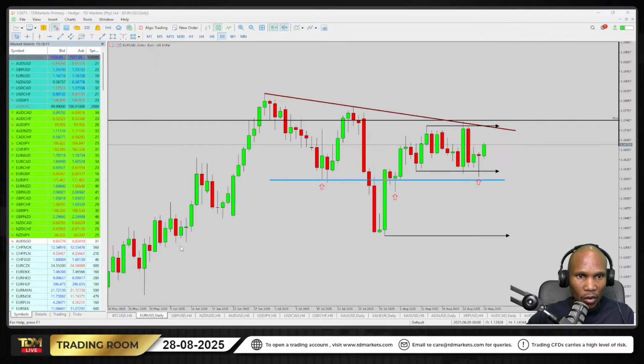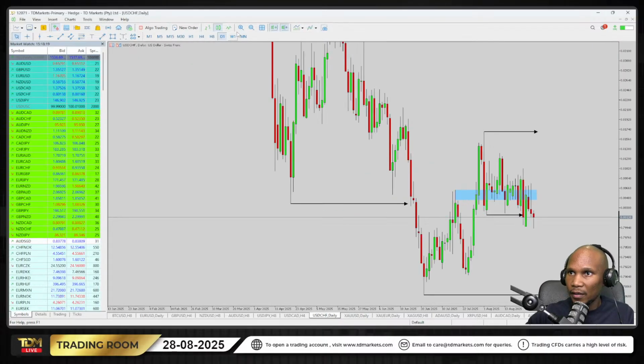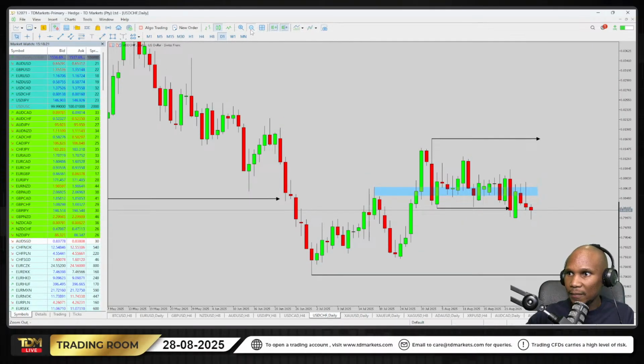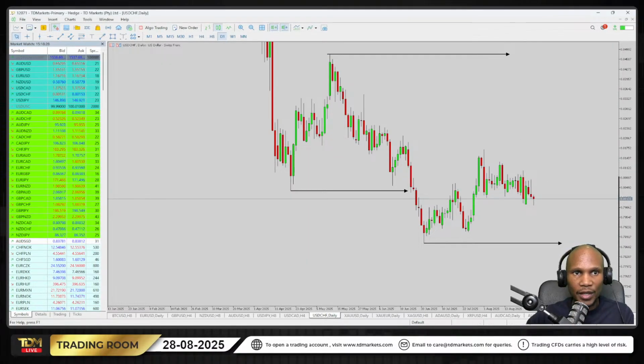USD Swiss, Euro Aud, and USD CAD. So USD Swiss is still pushing down, I believe. This is how it's looking. USD Swiss is trading within a corrective wave. So this whole thing here is a corrective wave, and the bigger structure is still bearish.